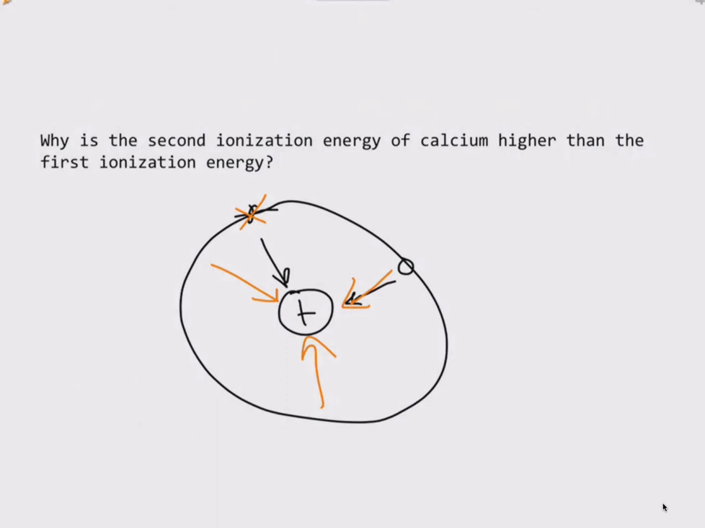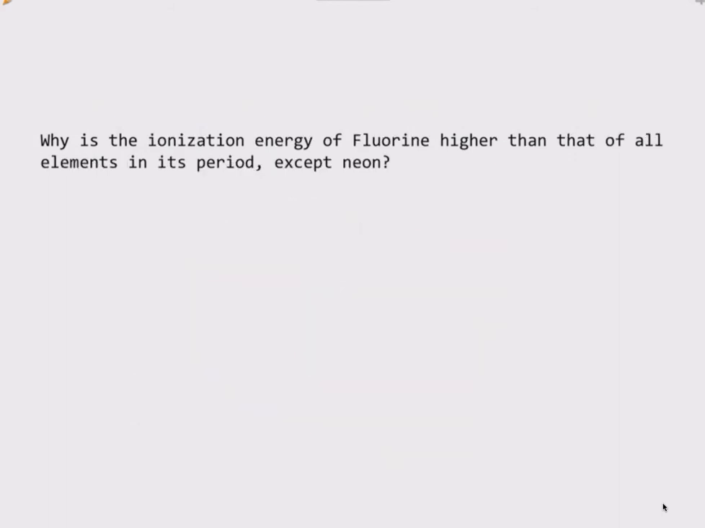The closer they get to the nucleus, that second electron is now much harder to pull away, and it takes a lot more force than the first one did. So that's why as you take electrons away, each successive electron gets harder to take, because the protons are able to pull the remaining electrons closer and closer and closer together. Why is the ionization energy of fluorine higher than that of all the elements in its period except neon? Because of exactly what we said when we talked about the radius of nitrogen versus fluorine.